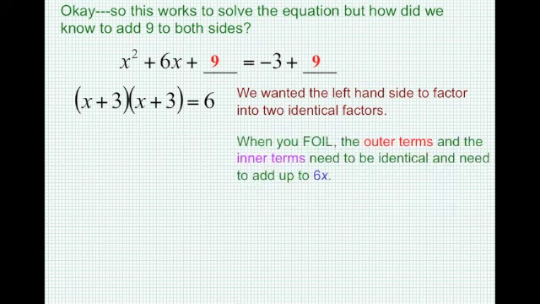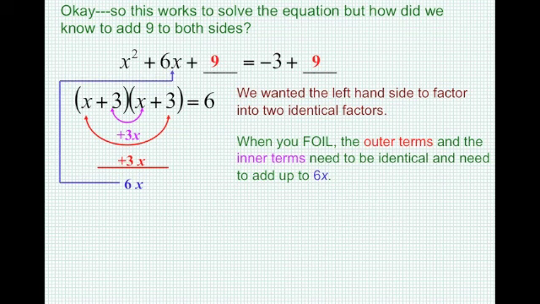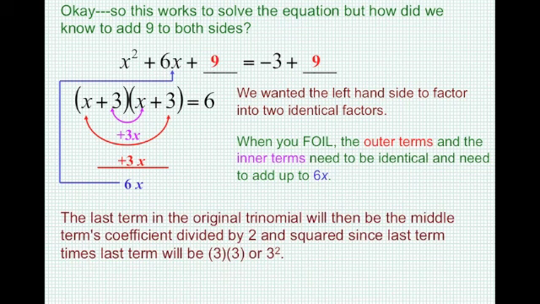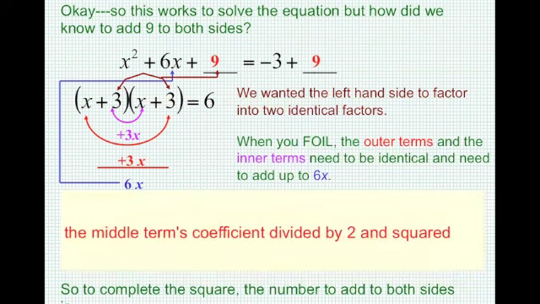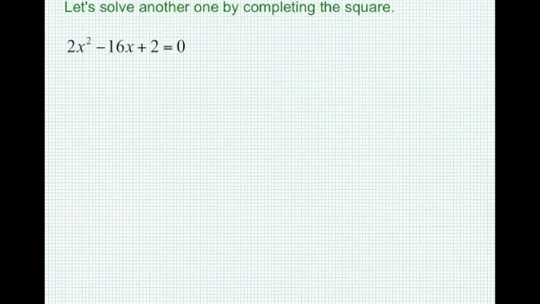When you FOIL, the outer terms and the inner terms need to be identical and need to add up to 6x. In this case, the 3x plus 3x results in my 6x. The last term in the original trinomial will then be the middle term's coefficient divided by 2 and squared, since the last term times the last term will be 3 times 3, or 3 squared. So to complete the square, the number to add to both sides is the middle term's coefficient, or b value, divided by 2 and then squared.